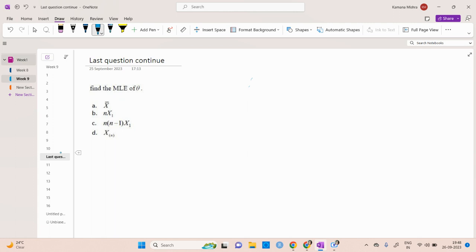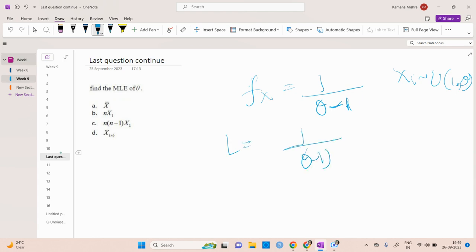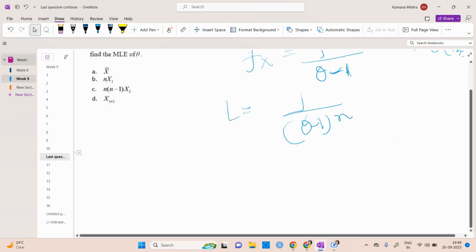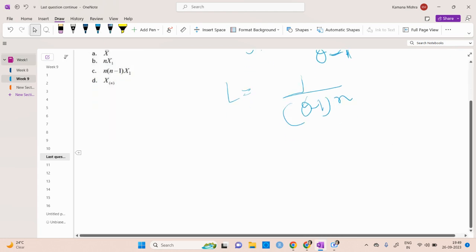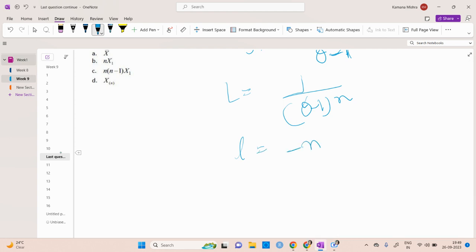What happens is that the log likelihood will be what? f(x) is 1 upon theta minus 1, because xi follows U(1, theta). So this is how f(x) is given, 1 upon theta minus 1. So L is 1 upon theta minus 1 to the power n, right? Now log L will be minus n log of theta minus 1.